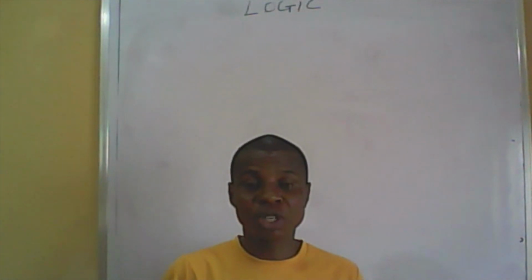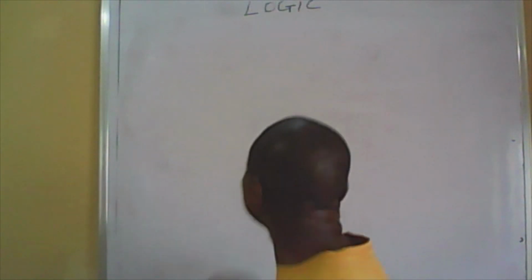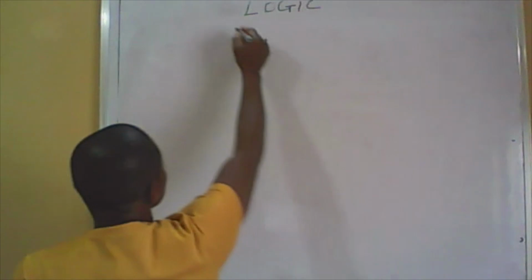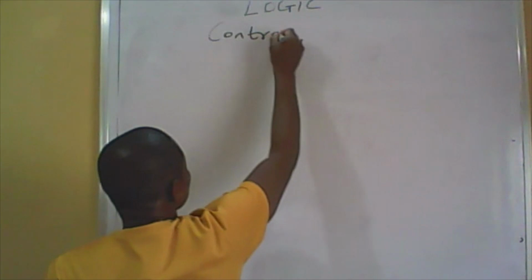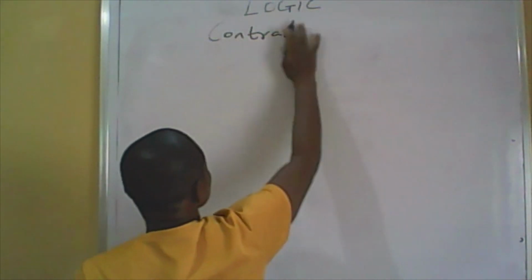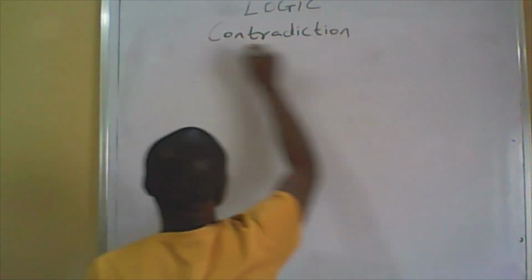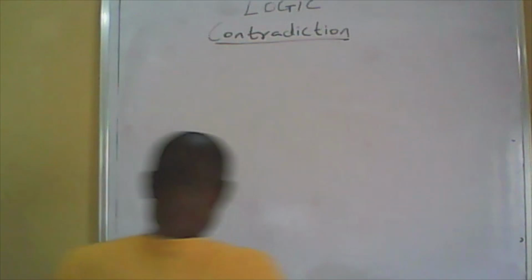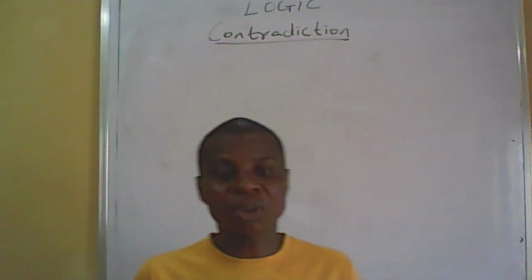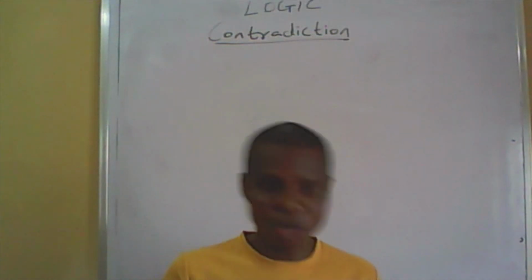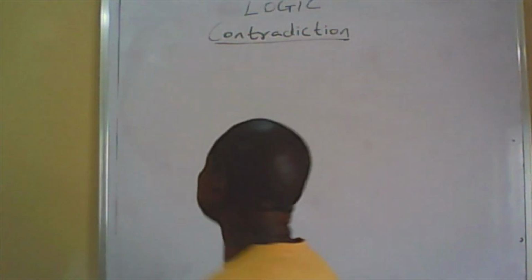We are going to treat contradiction. Let's write the topic. Contradiction. Very good. Then, what is contradiction? Contradiction is the opposite of tautology. Then we write the meaning of contradiction in logic.